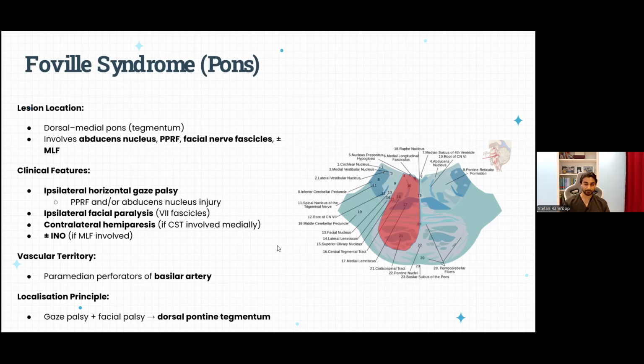medial pontine area. Again, the localization principle or the pattern would be a horizontal gaze palsy, ipsilateral lower motor neuron facial weakness with or without a contralateral weakness. And this will localize it to the dorsal pontine tegmentum at the level of the facial colliculus.